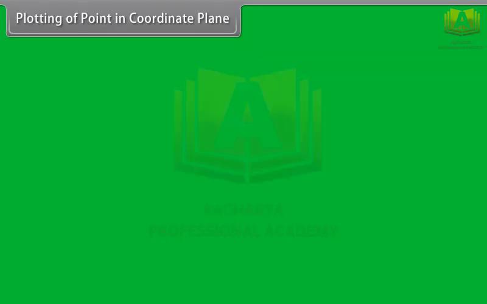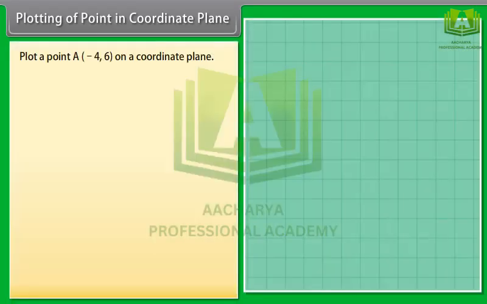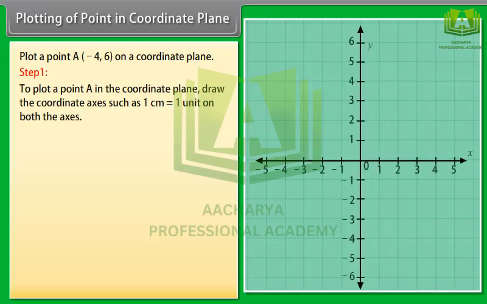Plotting of a point in the coordinate plane. Let us now learn to plot a point in the coordinate plane. Let us plot a point A (-4, 6) on a coordinate plane. Step 1. To plot a point A in the coordinate plane, draw the coordinate axes such that 1 centimeter is 1 unit on both the axes.